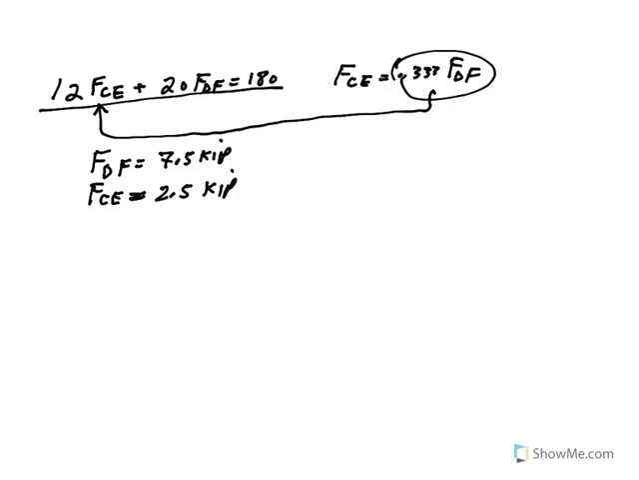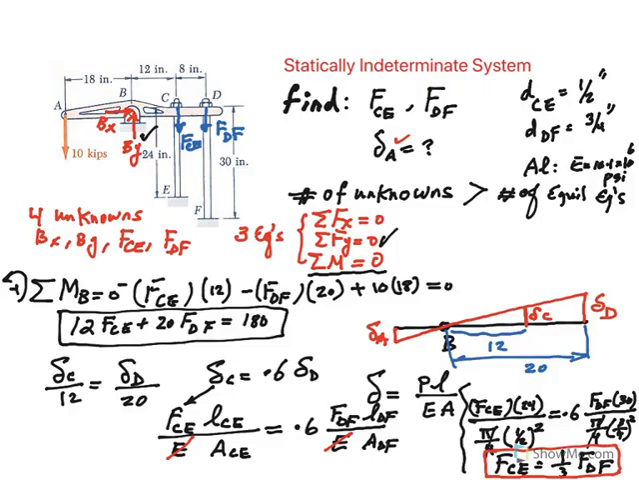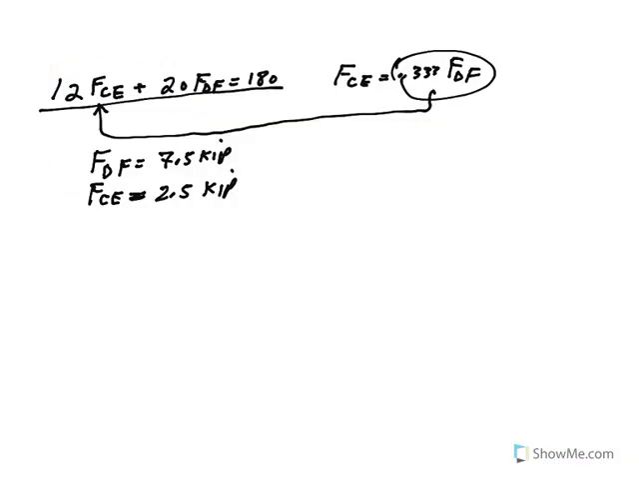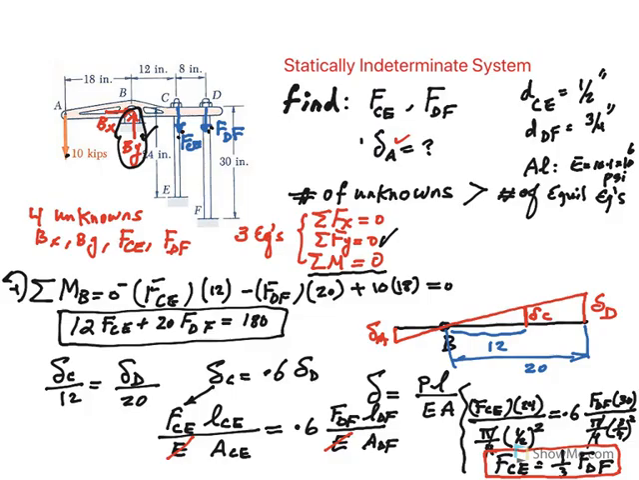And actually, BY becomes 20 because we have a 10 here and 10 here, so it would be 20. But actually, we don't care about BY. Now, the next question is, how do we find this delta A?